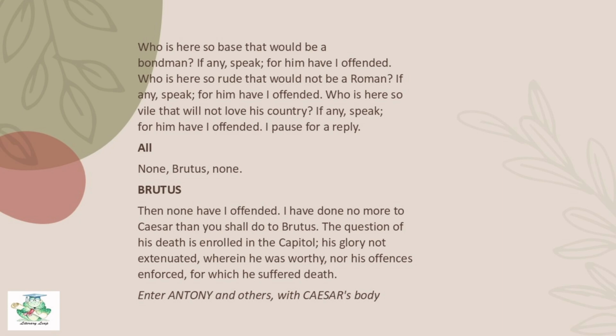The repetition of "who is here so" at the start of the sentences emphasizes Brutus's challenge to the citizens to consider their own value or honor or love for Rome in the face of Caesar's death. Then Brutus pauses, waiting for anyone to speak up or challenge him, making his appeal more dramatic and forcing the people to consider his words.